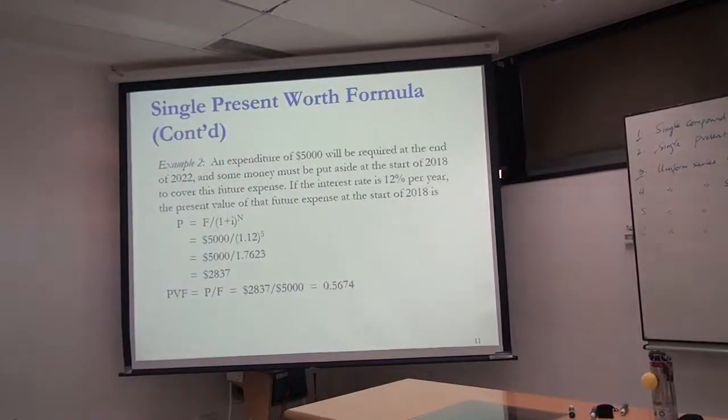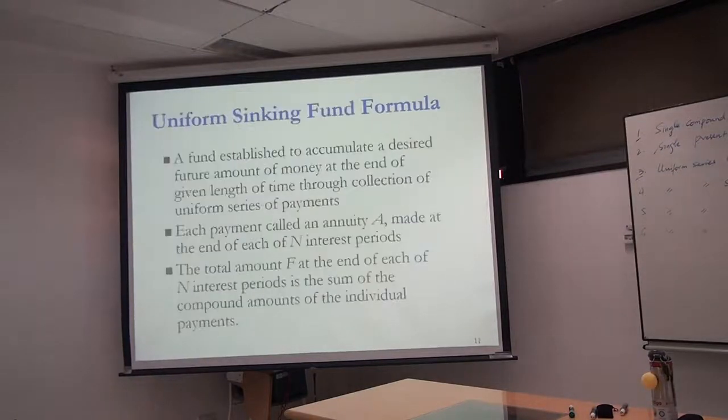An expenditure of $5,000 will be required at the end of 2022, and some money must be put aside at the start of year 2018 to cover this future expense. If the interest rate is 12% per year, the present value of that future expense at the start of 2018 is, and you just use the formula and you get the value $2,837. Okay, simple application of the formula.